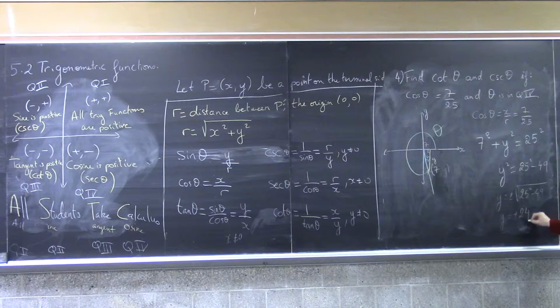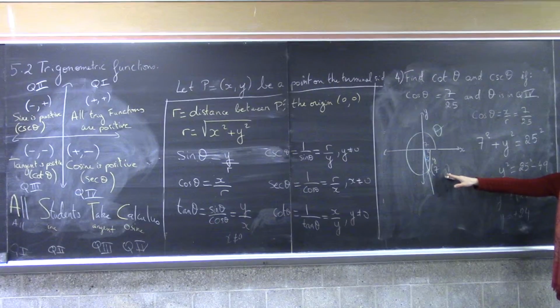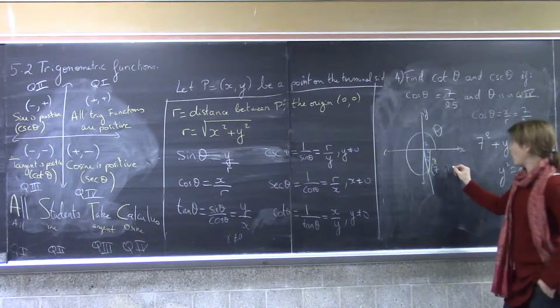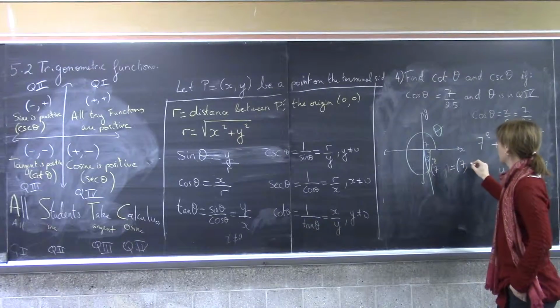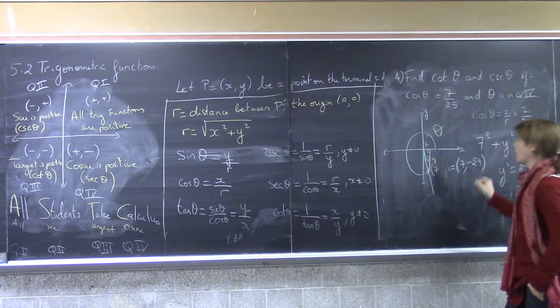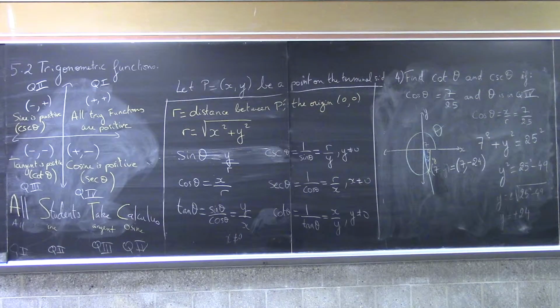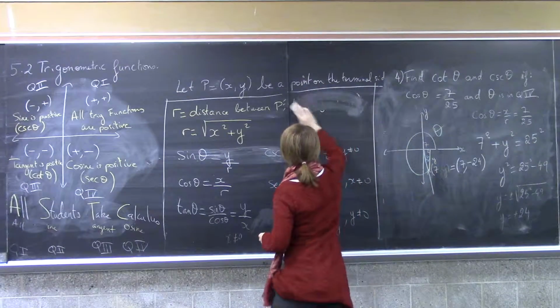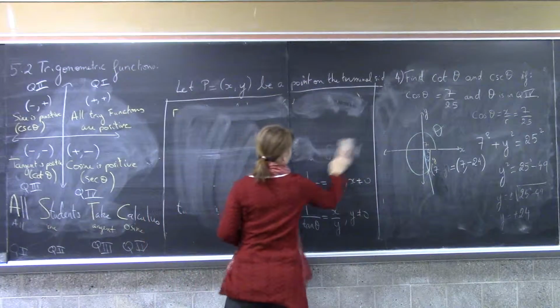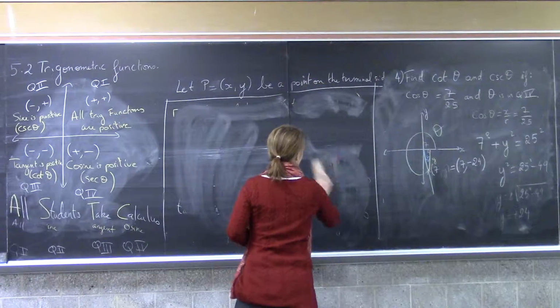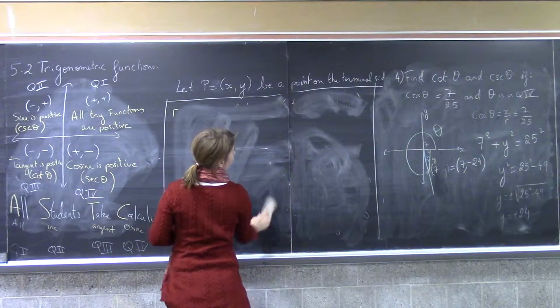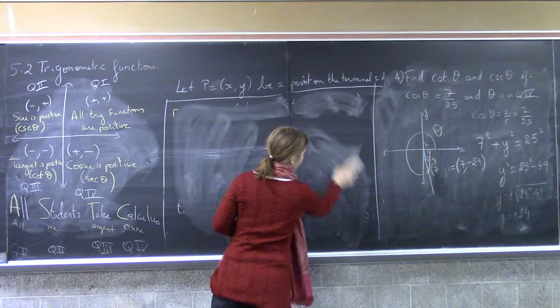But that's where we have to think about where the terminal side is located. It's in the 4th quadrant, so the y coordinate has to be negative. So here that point will have coordinates 7, negative 24, and not positive 24. And again, if you don't see that right away, you can say, well, it's okay here, because the function I'm asking for is cotangent.